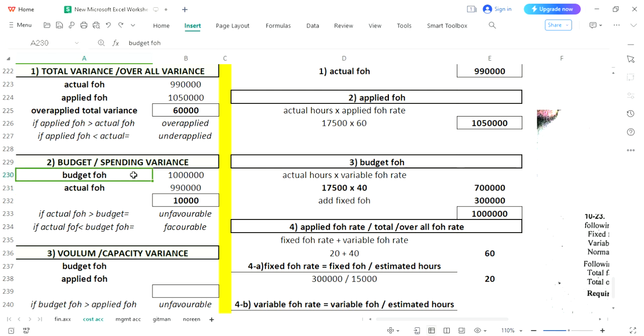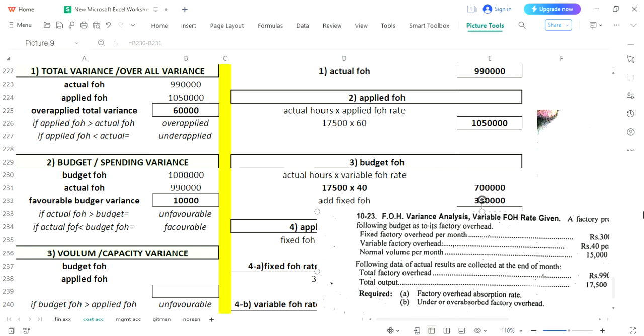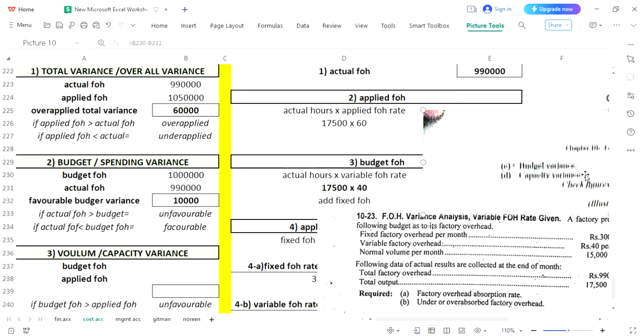We had chosen the wrong line. It is favorable budget variance we have calculated, and that is 10,000. So let's see what number this requirement was. Now this page will work for us.